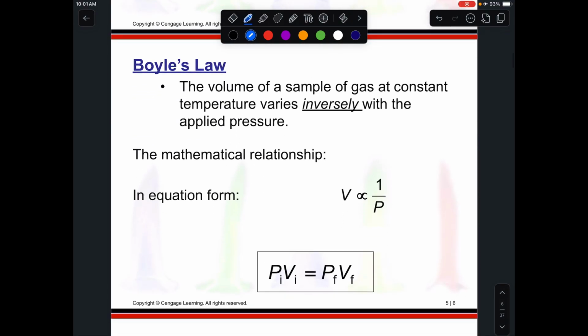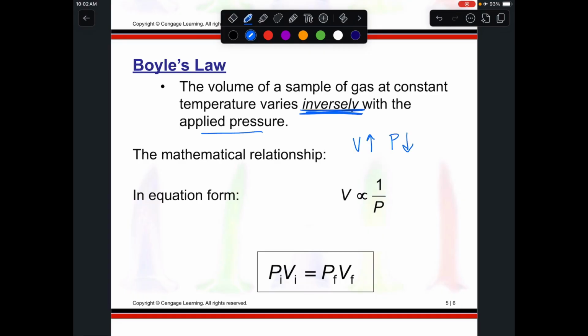So the first one is Boyle's law. And so what Robert Boyle discussed was the volume of a sample of gas at constant temperature, meaning the temperature is not changing, is inversely proportional with applied pressure. So what does this even mean? This means for gases only, when you increase the volume, that means the pressure is decreased. So inversely proportional means as one variable increases, the other decreases. And that can obviously go the other way. As one decreases, the other increases. So volume and pressure in terms of gases have this inverse relationship.